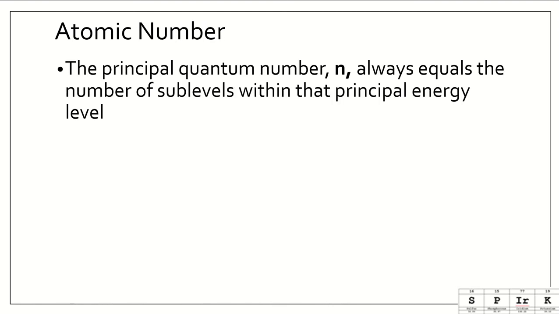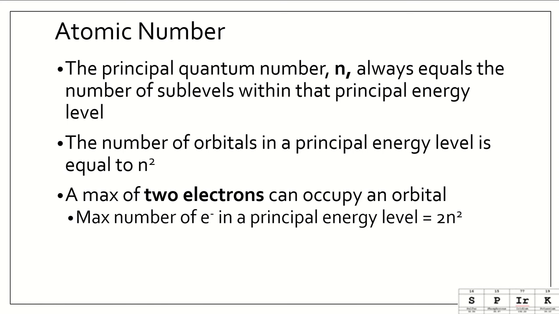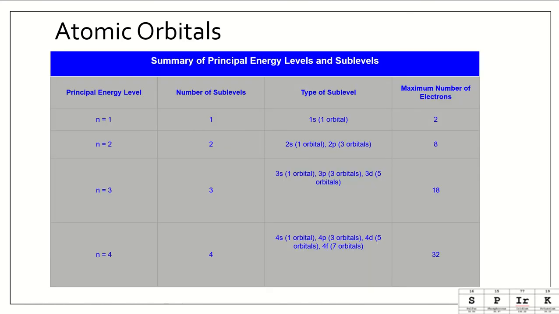The principal quantum number n, so again, remember that means the energy level, always equals the number of sublevels within that principal energy level. So if it's n equals 1, then there is 1 sublevel within that principal energy level. The number of orbitals in the principal energy level is equal to n squared. And if you look back at this chart and play around with the n and the n equals 2, you'll see that that holds true.